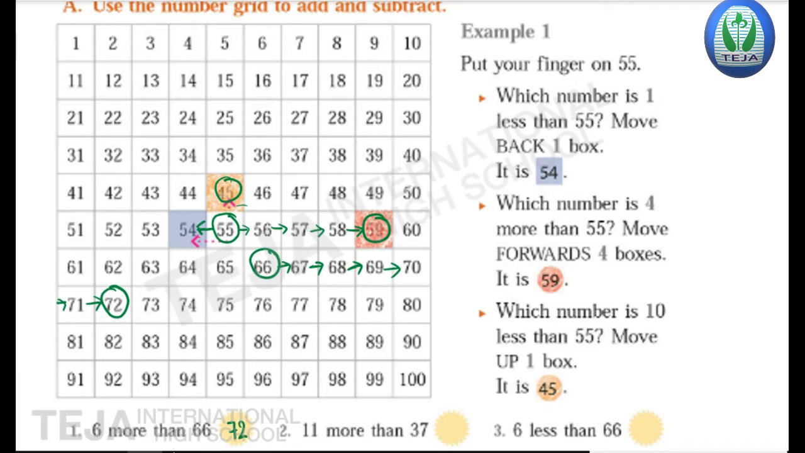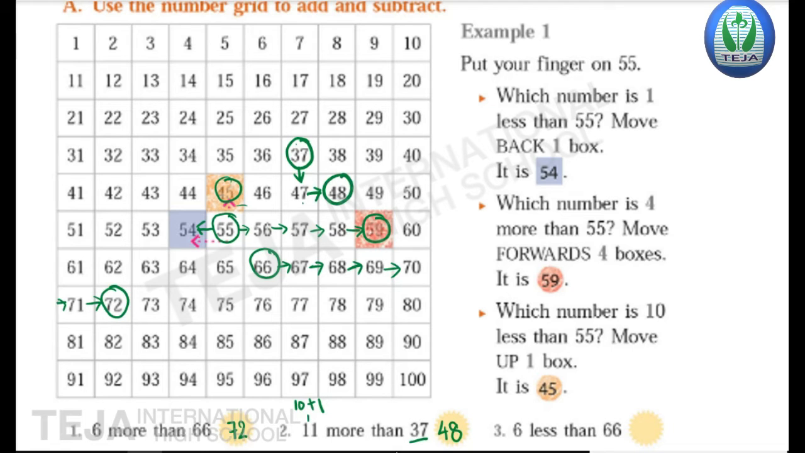Now next, second question, children. 11 more than 37. So here the bigger number is 37. Draw a circle around 37. Now 11 more than 37. So we will split 11 as 10 plus 1. So to increase 10, what we have to do? You have to move one box down. So here we reached 47. 37 plus 10 is 47. Plus 1 is 48. So 11 more than 37 is how much? 48. Write 48 in the circle.